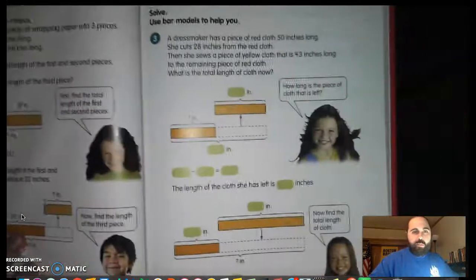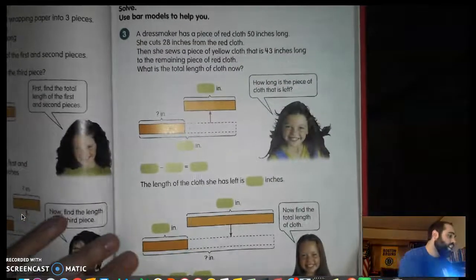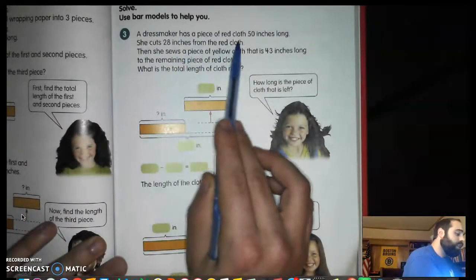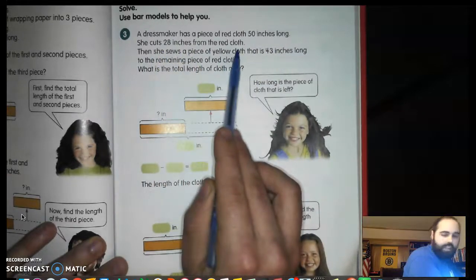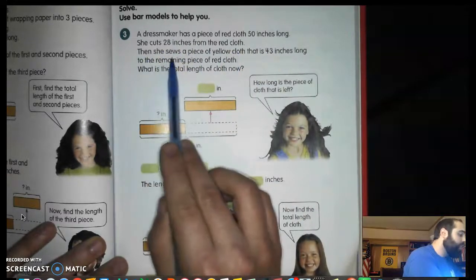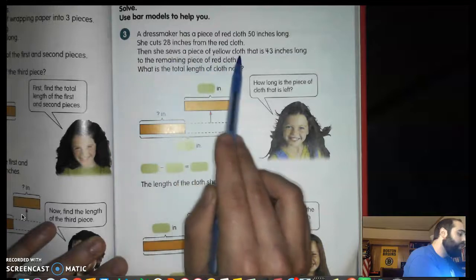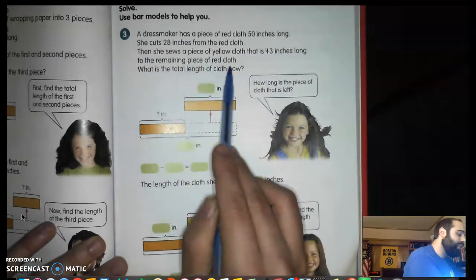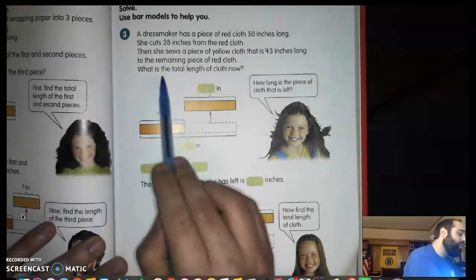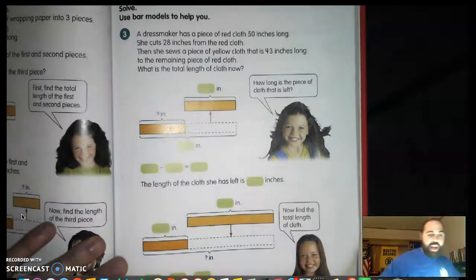All right, let's get into a problem together. A dressmaker has a piece of red cloth 50 inches long. She cuts 28 inches from the red cloth. Then she sews a piece of yellow cloth that is 43 inches long to the remaining piece of red cloth. What is the total length of cloth now?